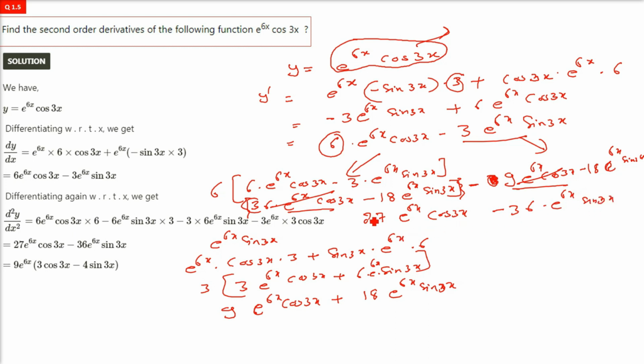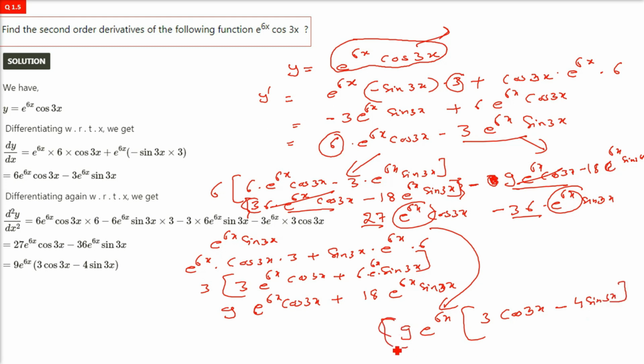This can be a final answer, but you can resolve it more to write it in a simplified way. So we have the 9 multiple here. So 9 you can take out. 9 3s are 27. E raise 6x also you can take common. So you have 9 3s are 27 here. Cos 3x minus, what is it? So we have 4 sin 3x. So this whole term is this one, which is also the answer.